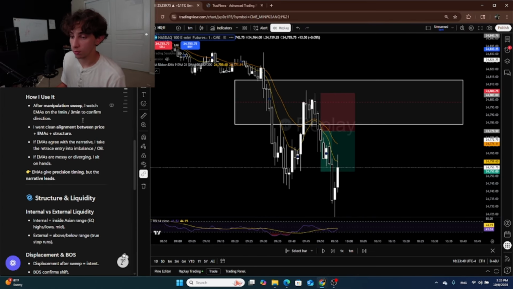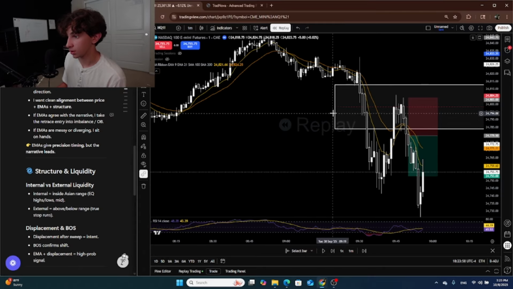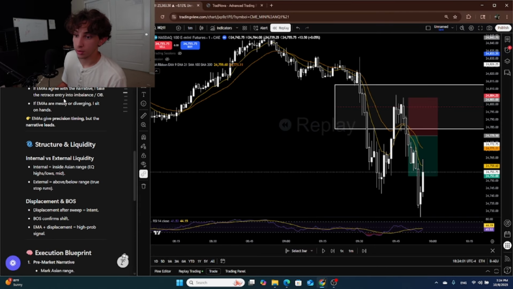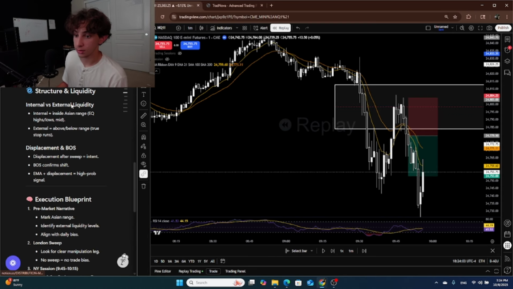This is when ICT macro opens too. We want to wait for clear structure because EMA never switched. You know what I'm saying? We're here towards downside, easy trade. Okay. If EMAs are messy or diverging, I sit on hands.